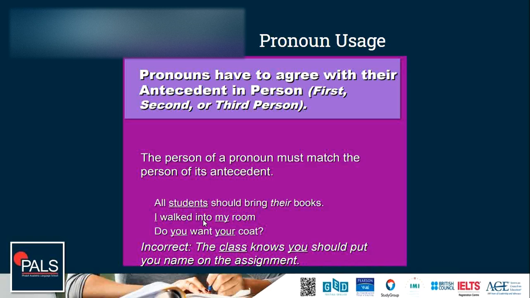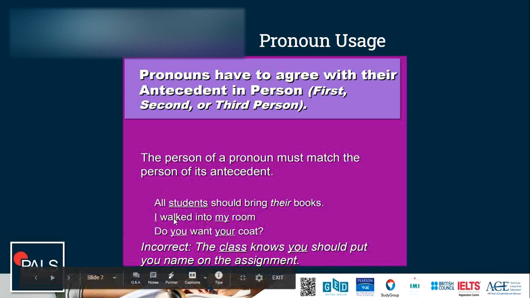First person pronouns are actually I, in the subjective case, you say I, and for plural, use we. In the objective case, we use me or my. So in this case, first person I, first person my.